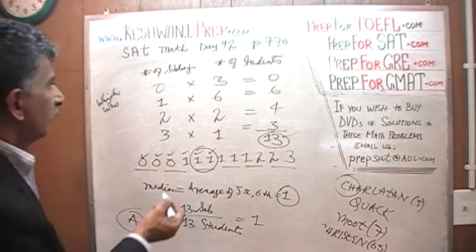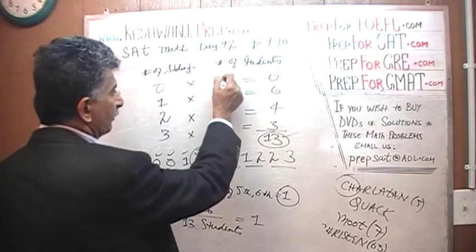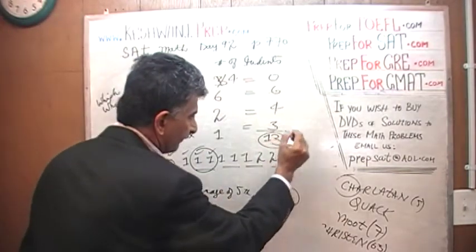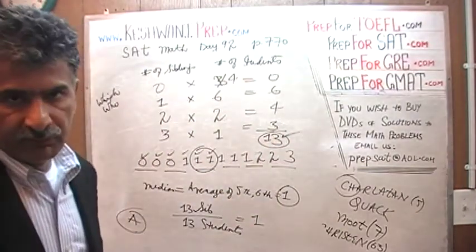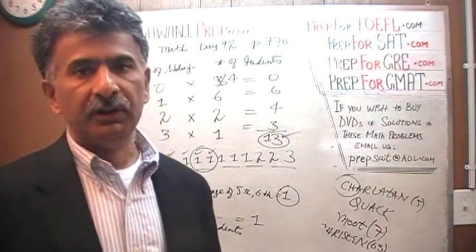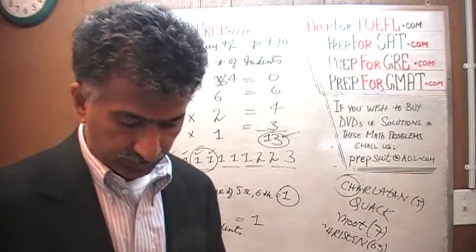And when the new child joins, this number is going to change from a 3 to a 4. And the total number of siblings is still going to be 13. The total number of kids in the class is going to be 13, and 13 divided by 13 is 1, which is equal to our median. Oh, that was a tricky one.